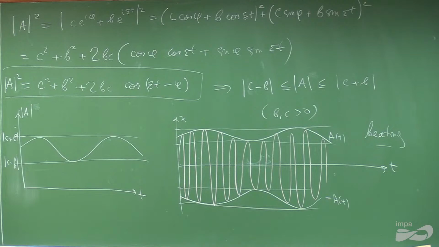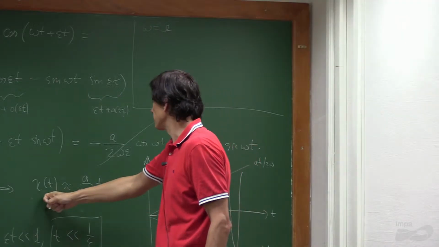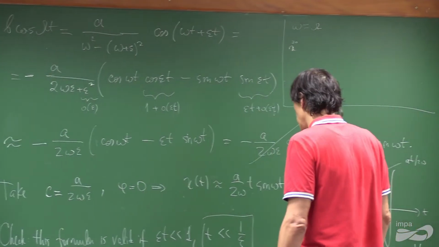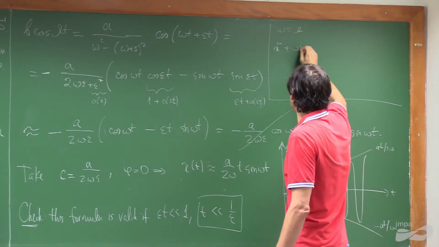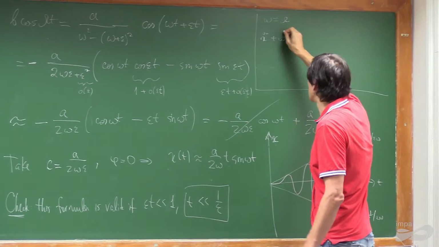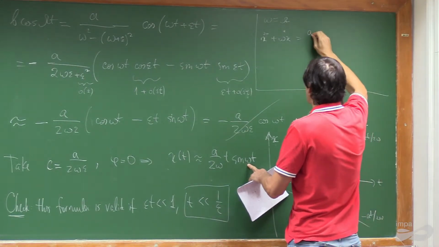No, we can do it. This answer doesn't work when they're exactly equal, so you need a particular solution. I think this should be a solution for when omega is omega. Let's try. Let's see, the x double dot plus omega squared x. I substitute this solution.